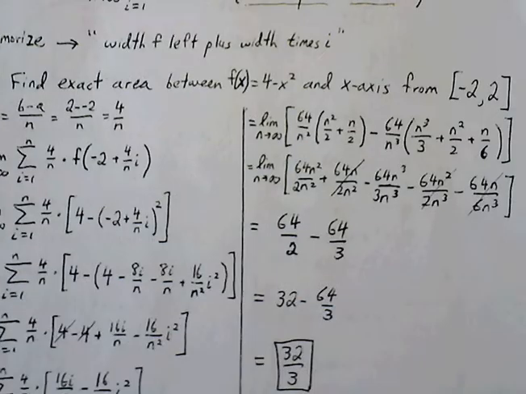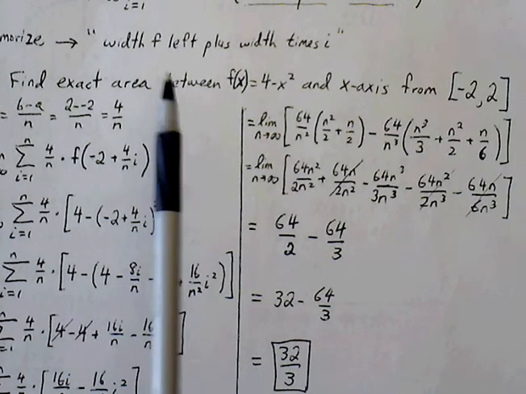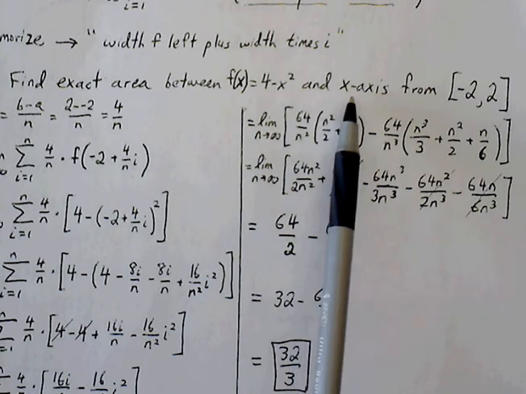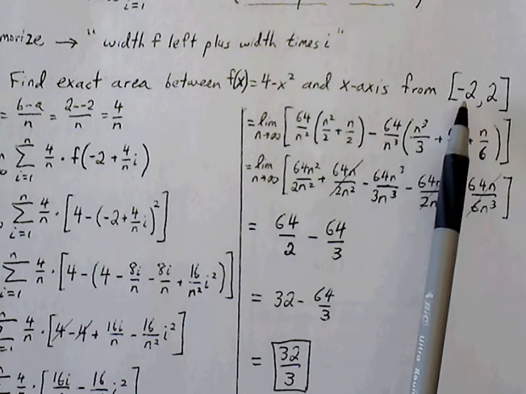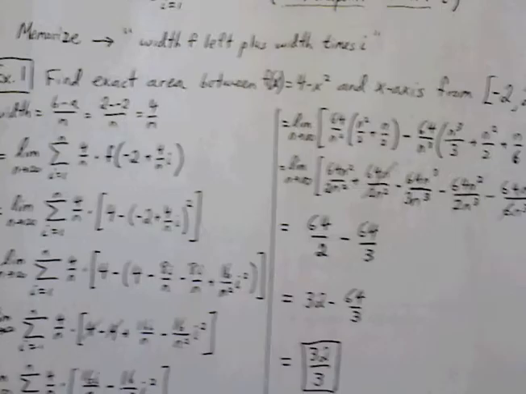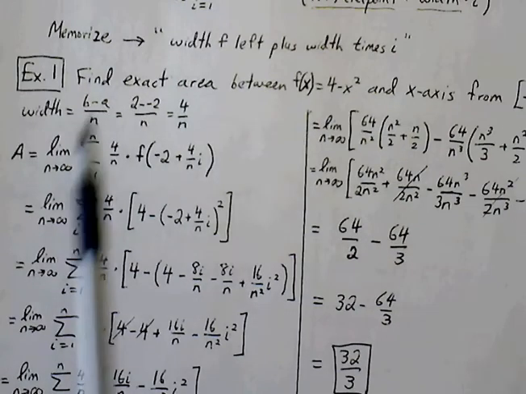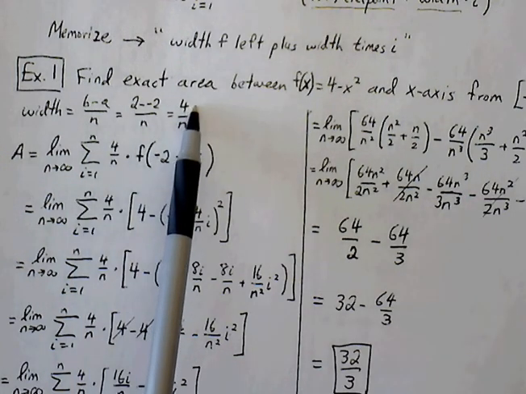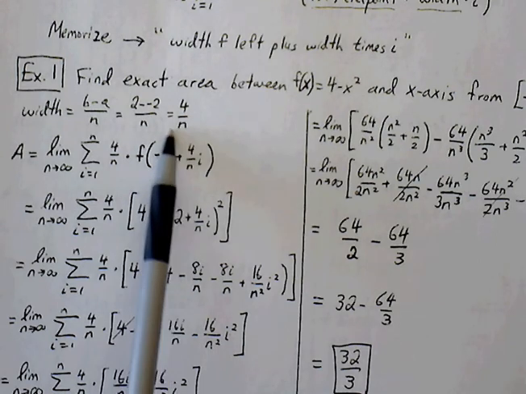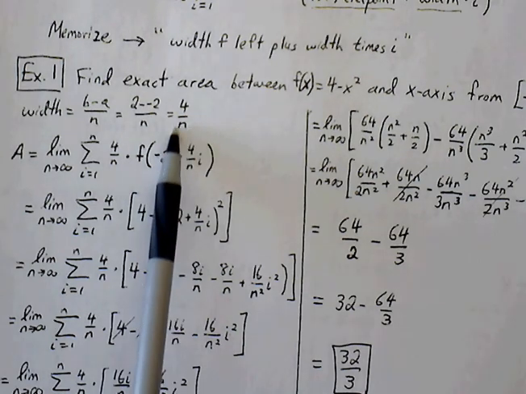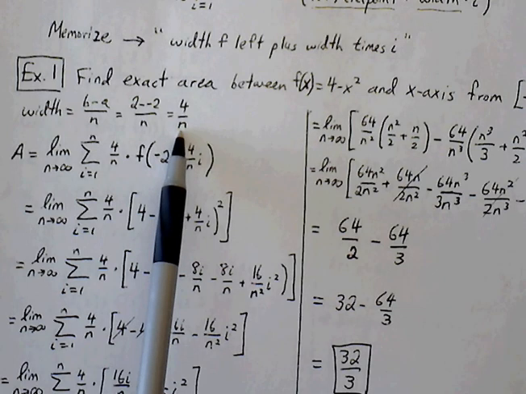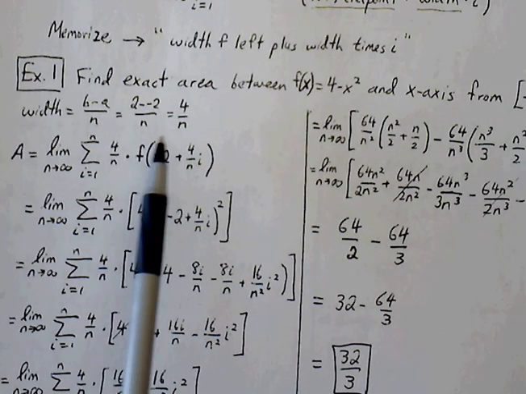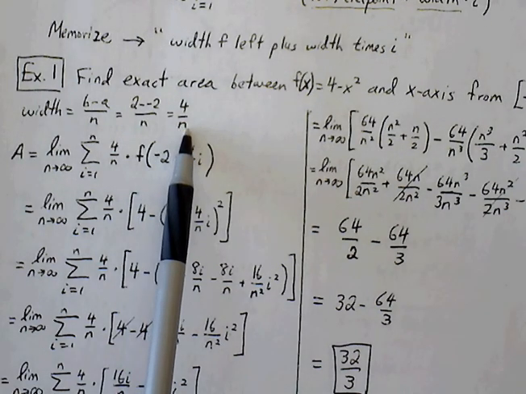All right, so let's see if we can step through example 1. Find the exact area between the curve f of x equals 4 minus x squared and the x-axis from x equals -2 to 2. So first step, we need to find the width. So the width is b minus a over n, so 2 minus -2 over n. So we're left with 4 over n. We're not going to be replacing n with any values, because we're eventually going to take this out to infinity. But we're going to hold on to this n value until we're ready to evaluate the limit.